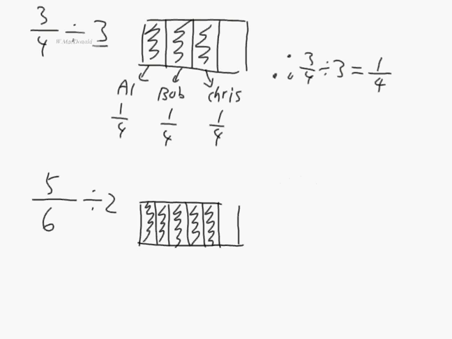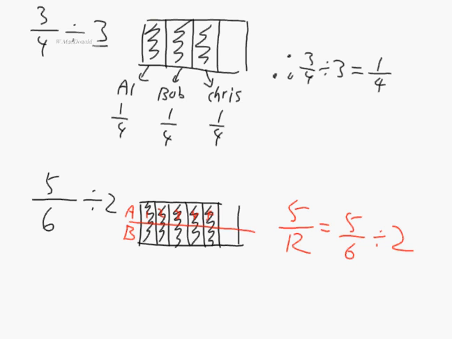So for this one, what I'm going to do is cut this chocolate bar this way to share between Al and Bob. And when I cut it that way, I changed the denominator of my fraction. The denominator of my fraction used to be 6, but by cutting it that way, I've now made the denominator 12 because there are 12 pieces altogether now. And of those 12 pieces, Al is going to receive 1, 2, 3, 4, 5/12 of the chocolate bar to eat. So the answer for 5/6 divided by 2 is 5/12. So 5/6 divided by 2 is equal to 5/12. Okay?